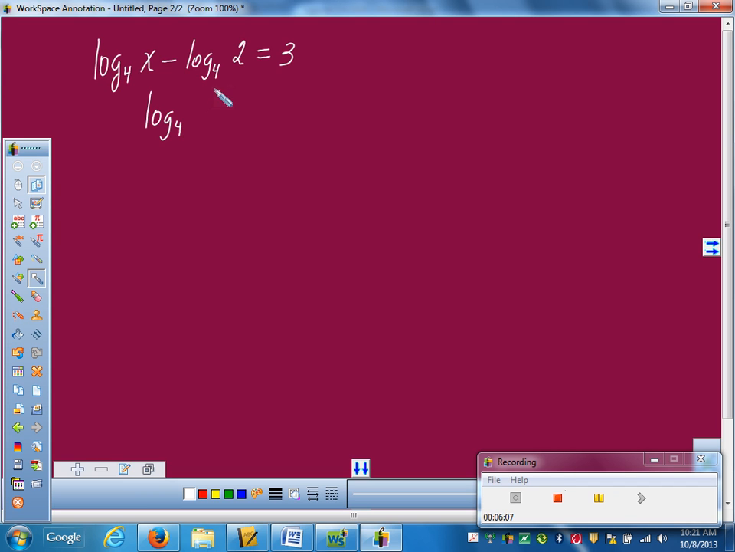It's going to be x over 2. Now here's where it goes different. Multiply by 3. You have a log on only one side, so what do you do? Back to exponential form.